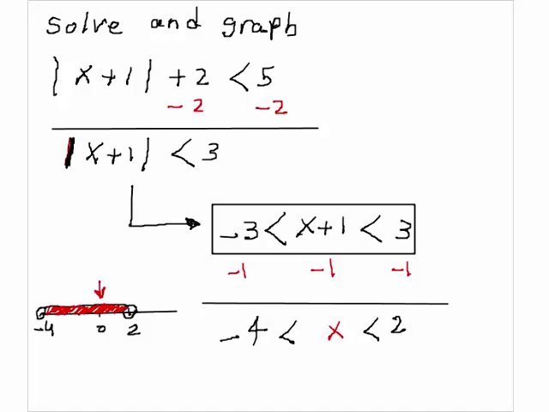And you can actually go further and pick a number like 3 outside the solution set and substitute it for x, and you see definitely the sum won't be less than 5. It would be greater than 5 in that case.